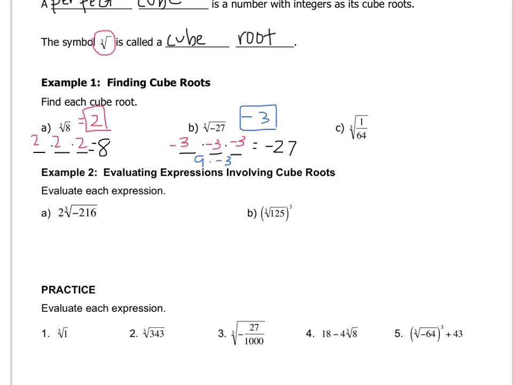Just like we did in the last lesson, I want to split up this cube root and find out what number cubed is equal to 1, and what number cubed is equal to 64. Well, 1 is the cube root of 1, because 1 times 1 times 1 is 1. And do a little guess and check to figure out what number equals 64. The answer is 4. So that's going to be, the answer is 1/4.